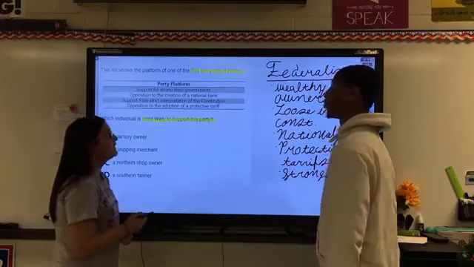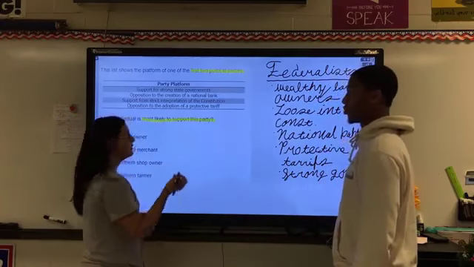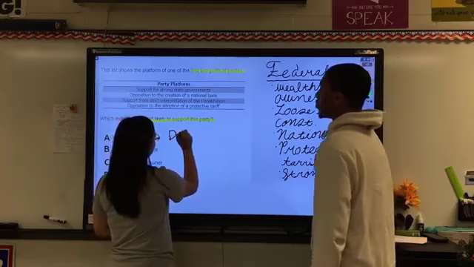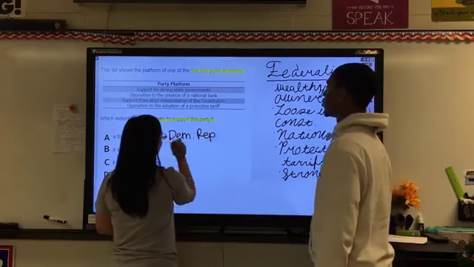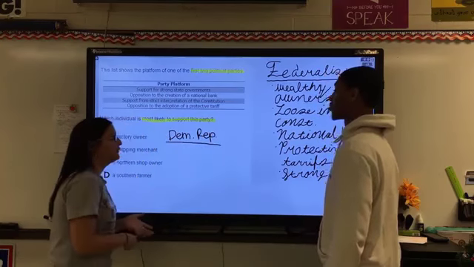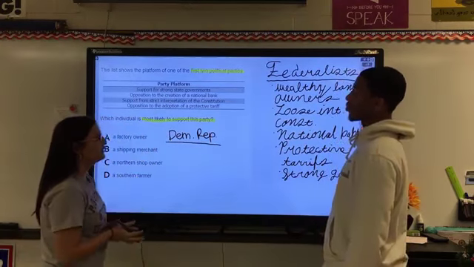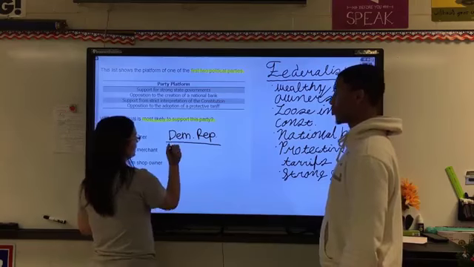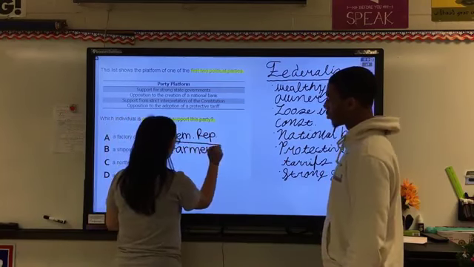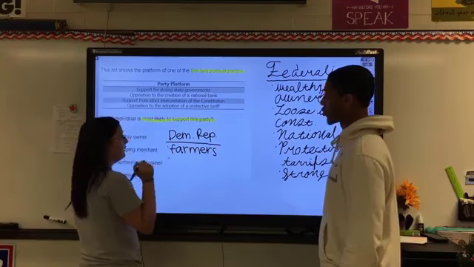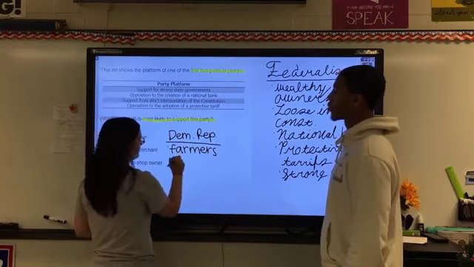I know that the second political party are the Democratic Republicans. I know that the Democratic Republicans are the complete opposite of the Federalists, so they are supported by farmers. They have a strict interpretation of the Constitution.